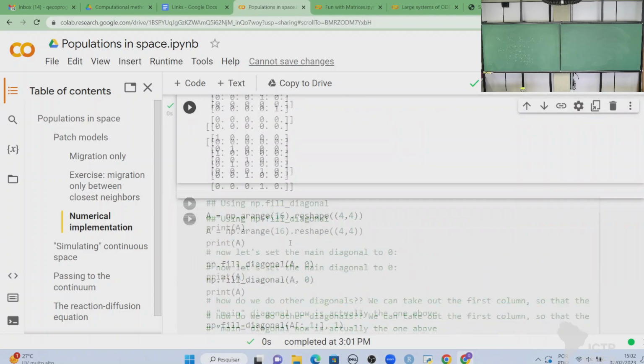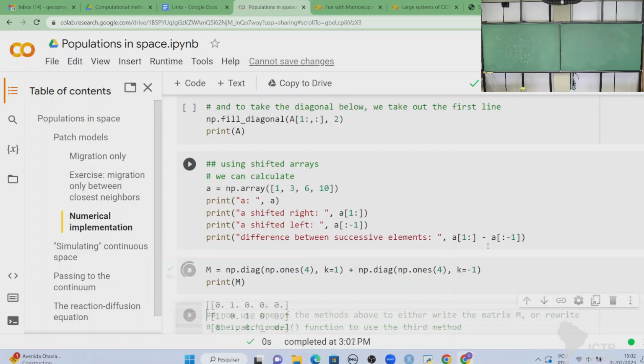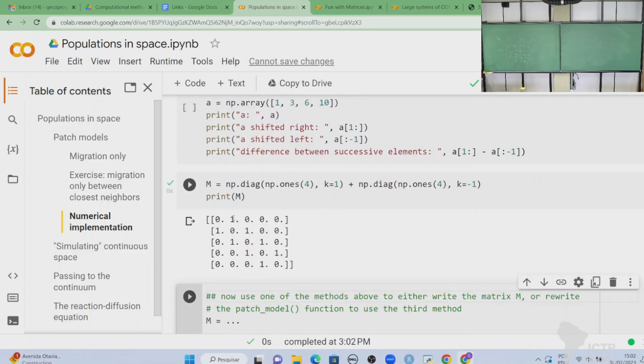without the print, right? So, I'm going to take this one here, plus the same stuff, but with k equals to minus 1. Okay, let me print m here. You see? So I sum the first one that has this diagonal here, the second one has this diagonal here to get my matrix, okay?